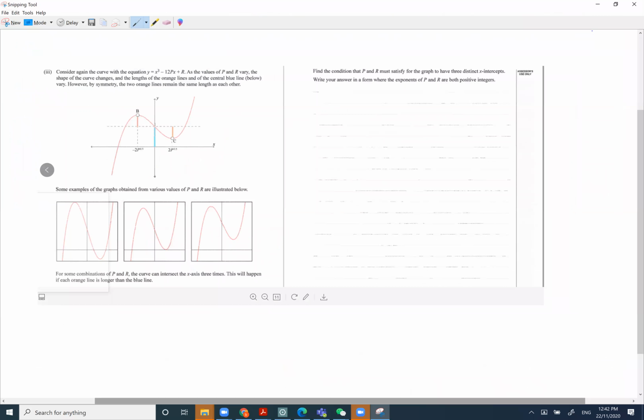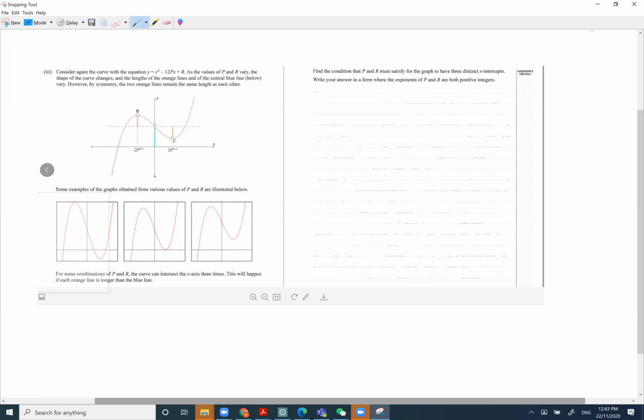This question asks you to consider again the curve, same thing. They gave you the value of P and R changing. The shape of the curve changes and the length of the orange lines changes. However, by symmetry, the two orange lines remain the same length as each other. For some combination of P and R, the curve intersects 3 times. If the orange line is longer than the blue line, find the condition P and R must satisfy for the graph to have 3 distinct intersections.